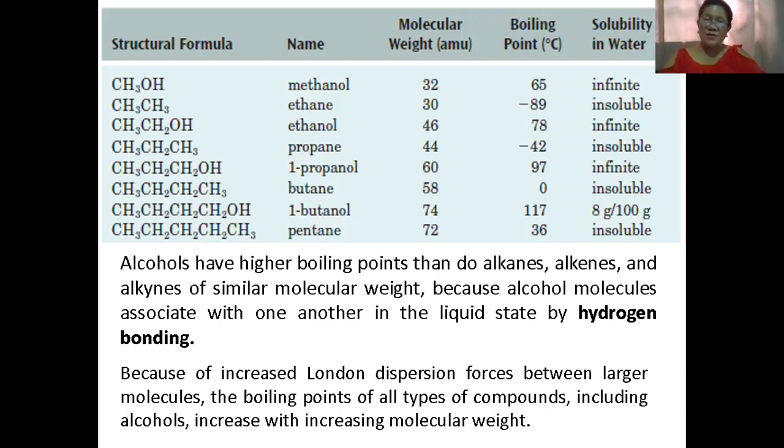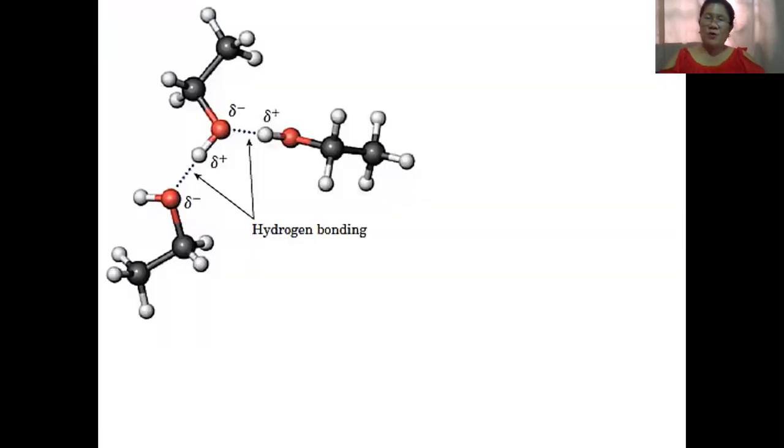Why? Because also of London dispersion. At the same time, by hydrogen bonding. Okay, these are the two reasons why alcohols have higher boiling points. It increases with the number of carbons, and its solubility, because of these two reasons: the hydrogen bonding and the London dispersion force. So that is hydrogen bonding.